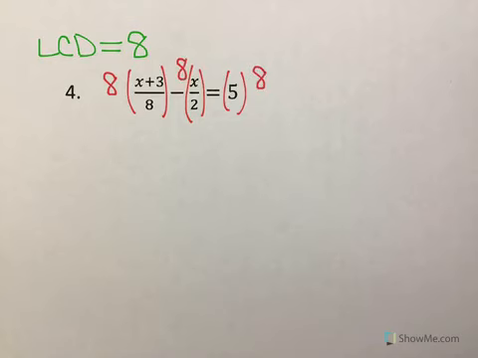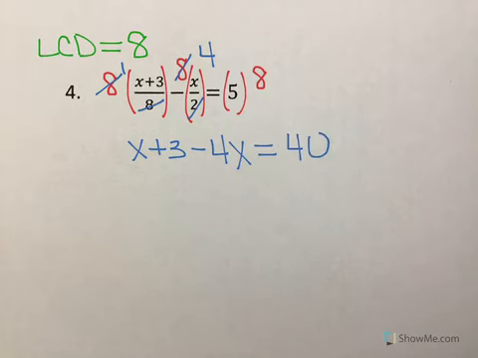And again, I'm going to use the cross-out method. So 8 divided by 8 is just 1, and 1, if I distribute it to x and 3, will not change anything. So I still just have x plus 3 here. 8 divided by 2 will give me 4, so that will turn into minus 4x when I multiply 4 and x together, equals, and then we have 8 times 5, which is 40.